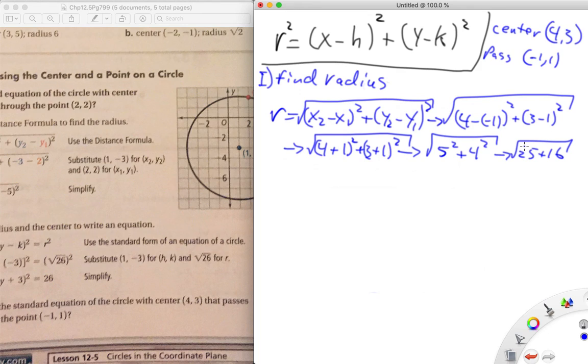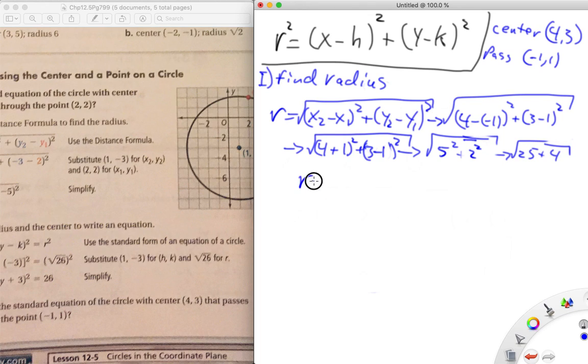And 25 plus 16 is, I'm sorry, not 4 squared. This is wrong. 3 minus 1. So this is 2 squared. My mistake. So it's plus 4. 4 is 1 is 5. 3 minus 1 is 2. Yeah. So that's 25 plus 4. So that's 29. Square root of 29.